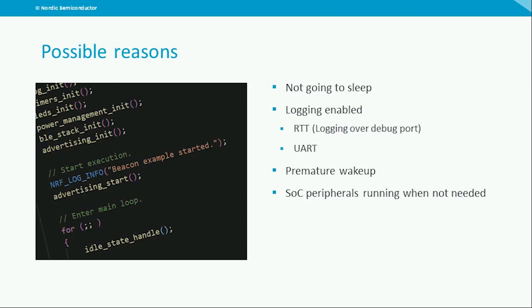Another is logging. Logging is a feature that is really convenient in the development and debugging phase of the application. But logging also utilizes peripherals that adds extra power consumption as well, such as UART or the real-time transfer module from Segger, that uses the debug channel for communication. Turning off logging before going to production is crucial, as it is not needed by the end user and might consume a relatively high amount of power.